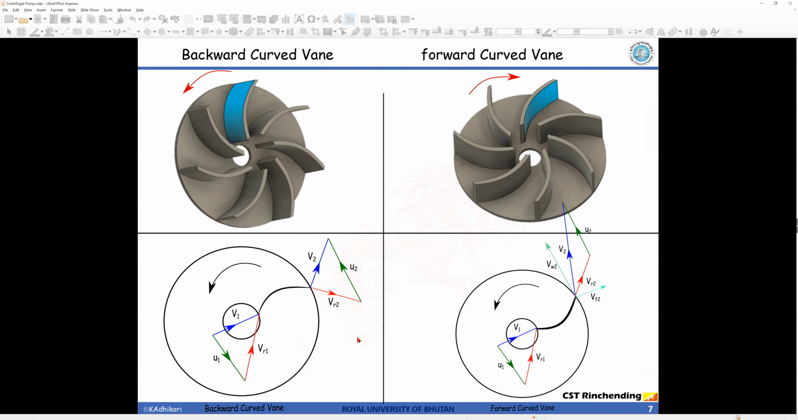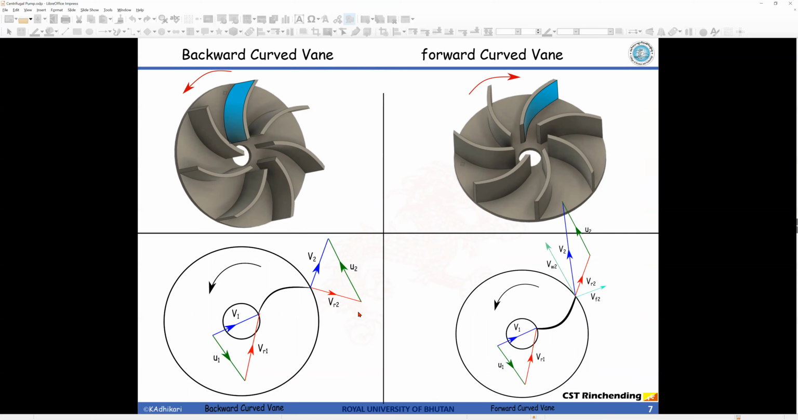If you notice the difference, VR2 makes the difference. V2 goes in the direction of the rotation for both cases, but VR2, the relative velocity, goes in the opposite direction for the backward curve vane. That is the only difference. You need to know these diagrams to be able to solve the problems. And here VW2 and VF2 are the components of V2. I could have also drawn it here, but I did not.